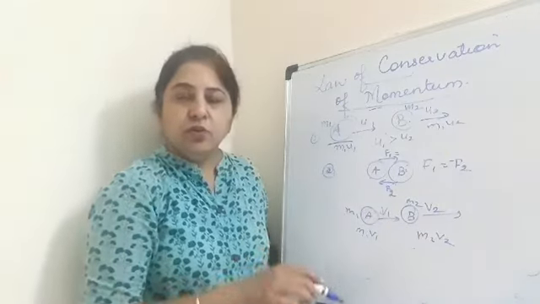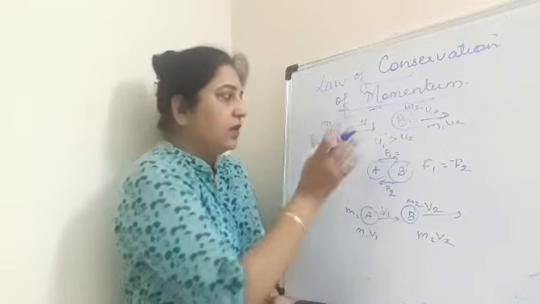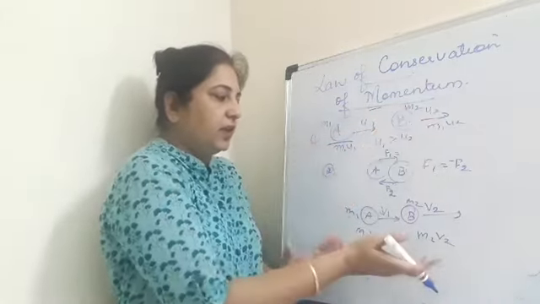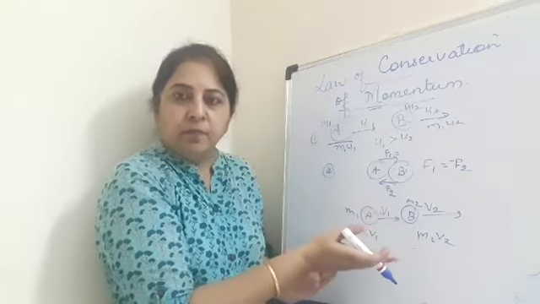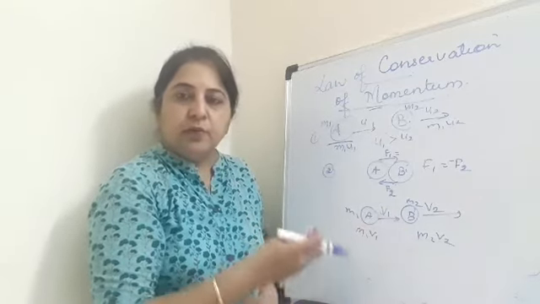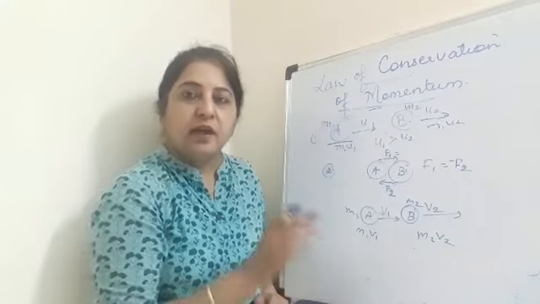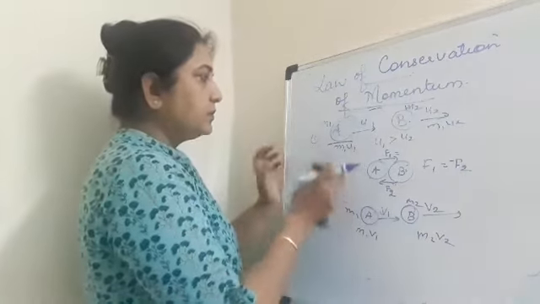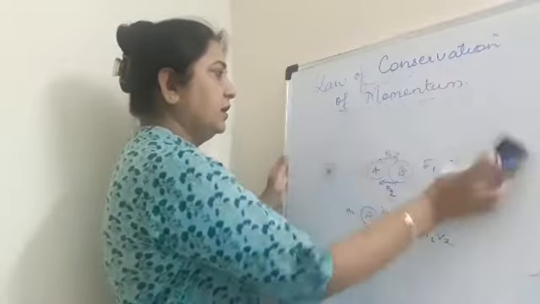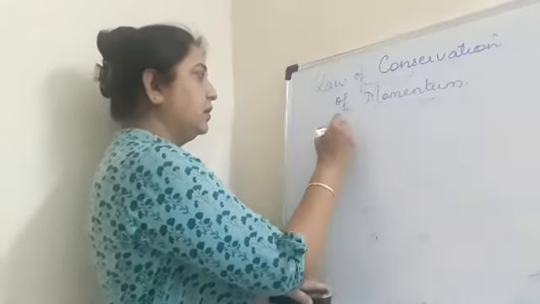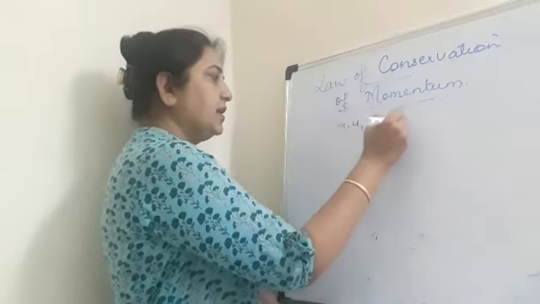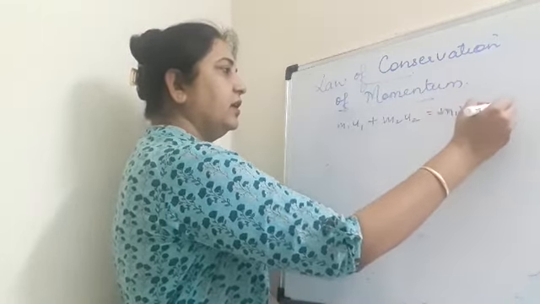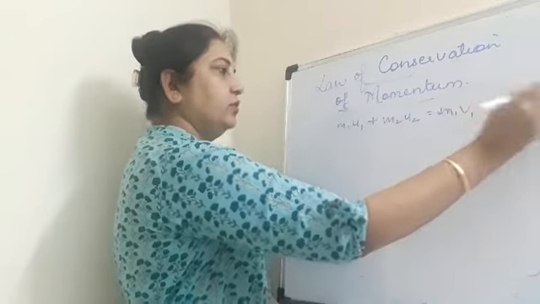So according to the law of conservation of momentum, the total momentum before the interaction and the total momentum after the interaction is constant, or it remains conserved, provided no external unbalanced force acts on it. So if we have to write it in a formula, we can write m1 u1 plus m2 u2 is equal to m1 v1 plus m2 v2.